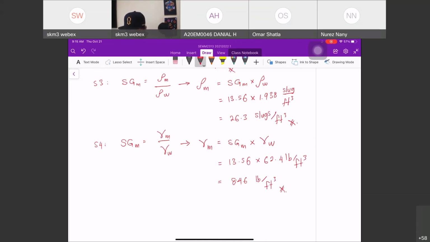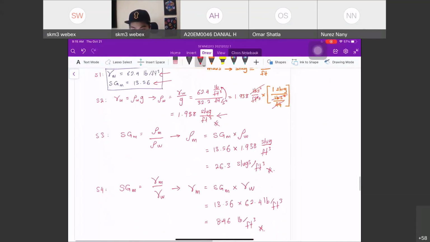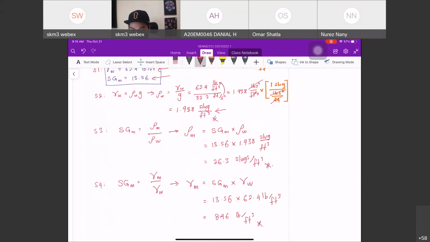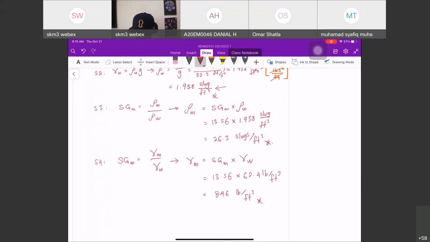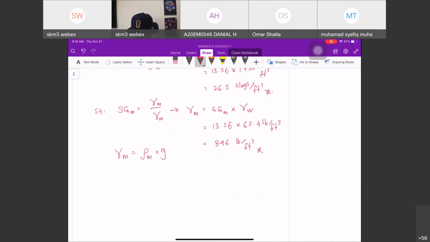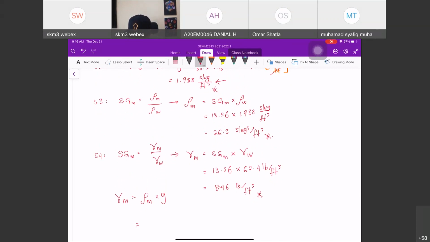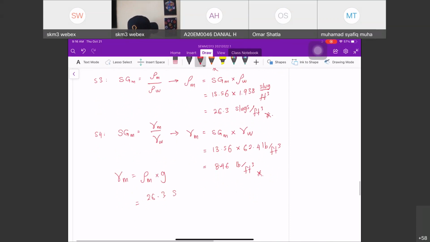So far clear, everyone in the class? Okay, thank you, Aisha. Yes. Can we use the specific weight formula, where specific weight of mercury equals density of mercury times g? Specific weight gamma of mercury equals rho of mercury times g. Okay, yes, no problem. But now we are using slug, and the density is in terms of slug over feet cube, right? So the density of mercury is 26.3 slug per feet cube.